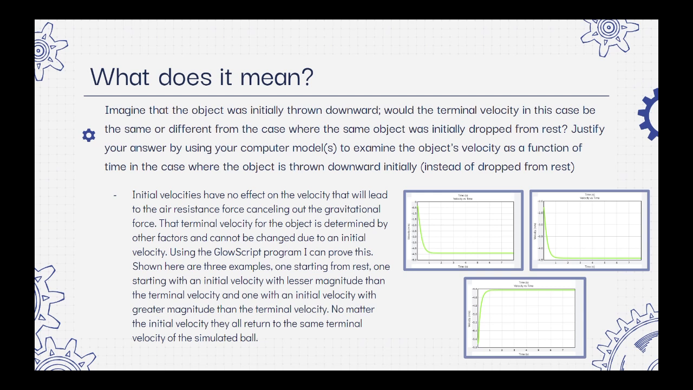So using the ClosesScript program, I proved this. There are three examples here. One where it starts from rest, one where it has initial velocity less than the magnitude, and one where it has initial velocity more than the magnitude. All of those will return to that same value. It's like negative 4.4 in this situation.